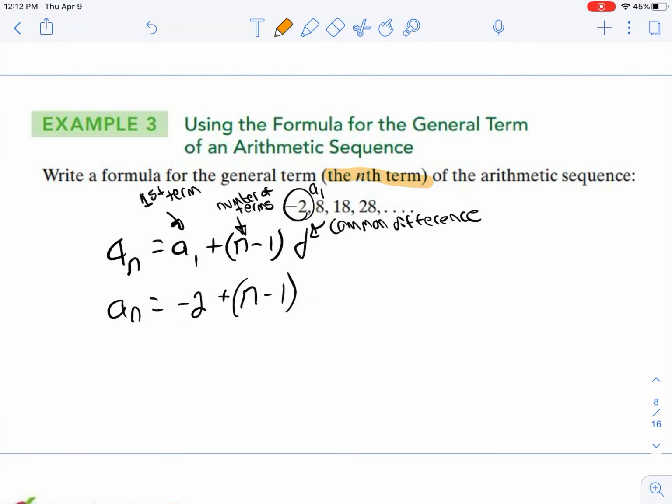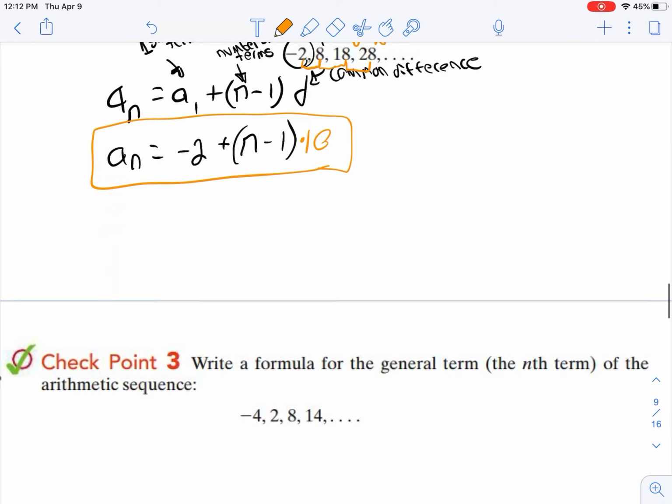So with this, what you have to do is figure out what you're adding. So if we're going from negative 2 to 8, we're adding 10. 8 to 18, we're adding 10. And then 18 to 28, we're adding 10. Okay, so then we're going to have times 10. And that's going to be your general equation. Okay, after this, we're able to find any term by just plugging it directly into it.